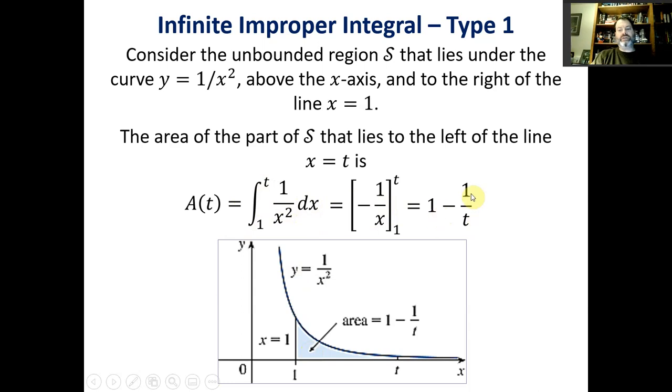When you solve this, you get this formula that is a function of t. So that means depending on what t is, it tells us the area. So the integral from 1 to 2 under the curve 1 over x squared is a half, right? Because you just plug 2 in here and you get 1 minus a half, which is a half. And you can plug in t equals 4, and the area under the curve is 3/4. So it works out real nice.